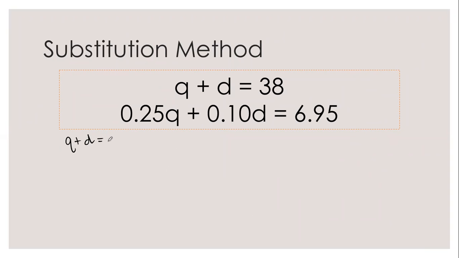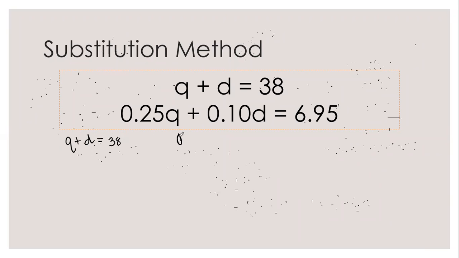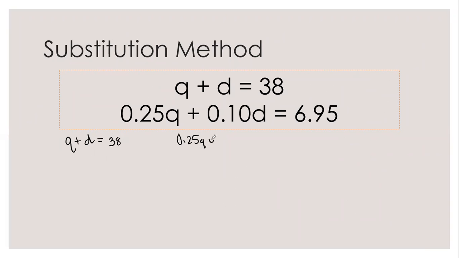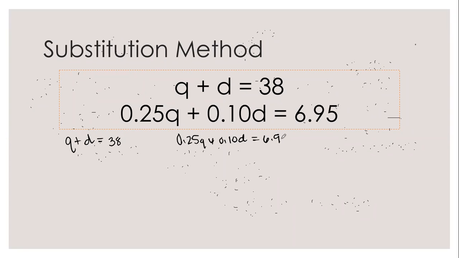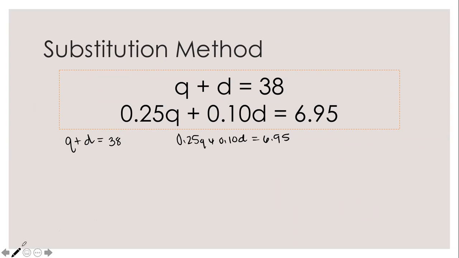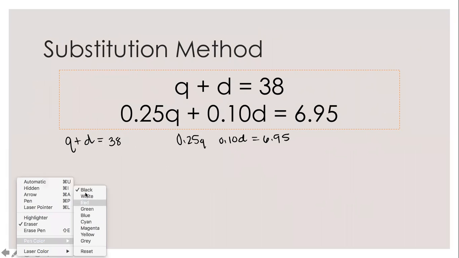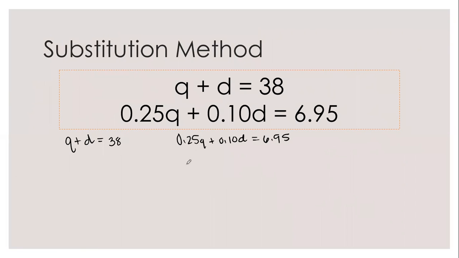All right. Q plus D equals 38, 0.25 Q plus 0.10 D equals 6.95. I want to solve this using substitution method. So in order to use substitution method, I would have to isolate a variable. Let's isolate Q. So how would I isolate Q? Subtract D from both sides. So this gives me Q equals 38 minus D.